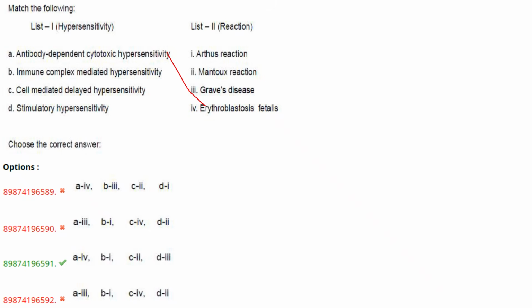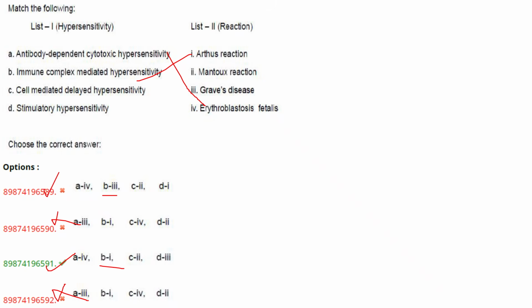A is for that, okay, that means B also not correct, C also not correct. Now you have to see what the correct answer for B is. With that you can get your option. Then immune complex mediated hypersensitivity. So here the antigen and the antibody complex will get deposited in the blood vessels and they will trigger an inflammatory response. So that will be in the case of Arthus reaction. So B is 1, that makes option 4 the answer.